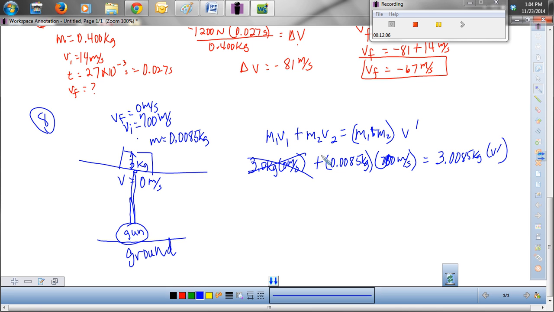So that quantity I don't have to care about. So I'm going to multiply 700 by 0.0085, which tells me that the momentum of that system is 5.95 kilogram meters per second, divided by 3.0085 kilograms. That's my V prime. So 5.95 divided by 3.0085 gives me 1.98 meters per second.